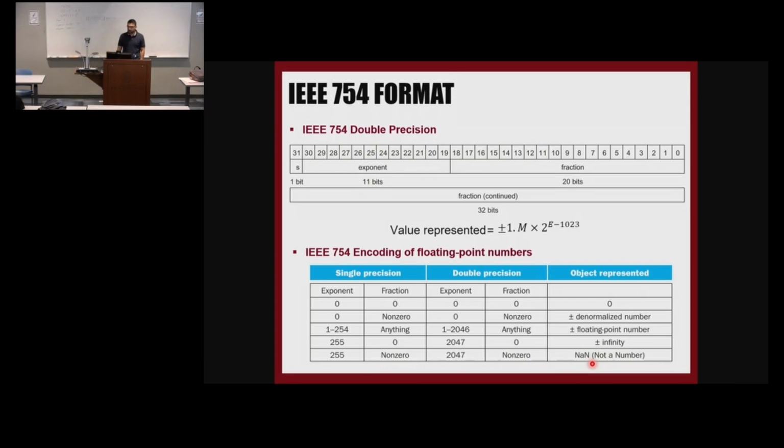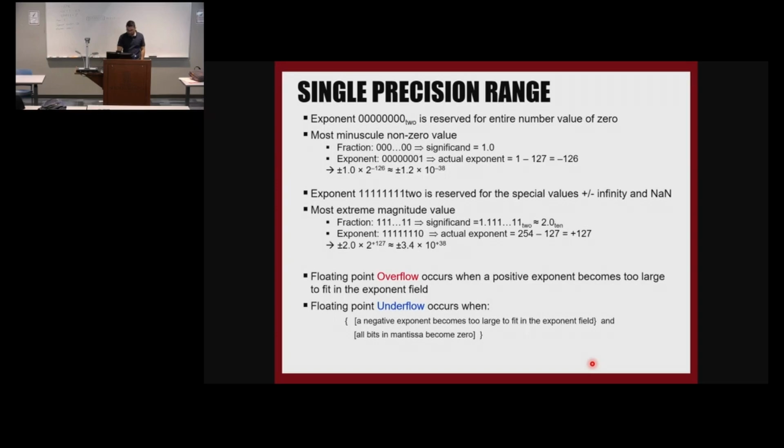Okay, so this is the double precision floating point. So now let's talk about the range that we can cover with the floating point numbers. Because exponent 0 is reserved for value 0, we talked about it in the table, the smallest exponent that we can have that is still a floating point number is 1. So the actual exponent is going to be 1 minus 127, which is equal to negative 126. Okay?